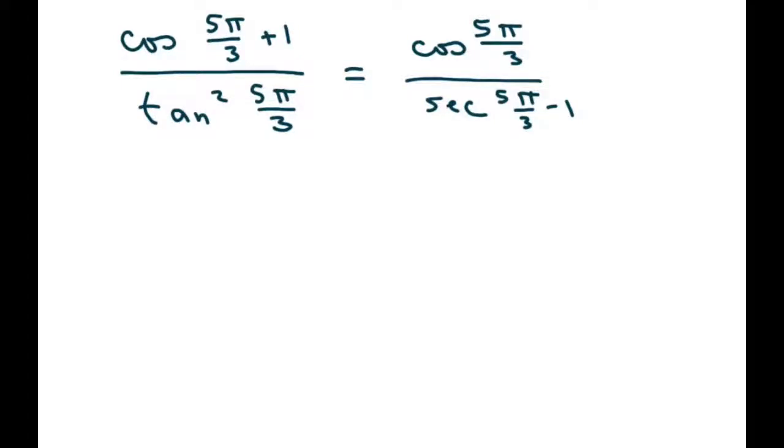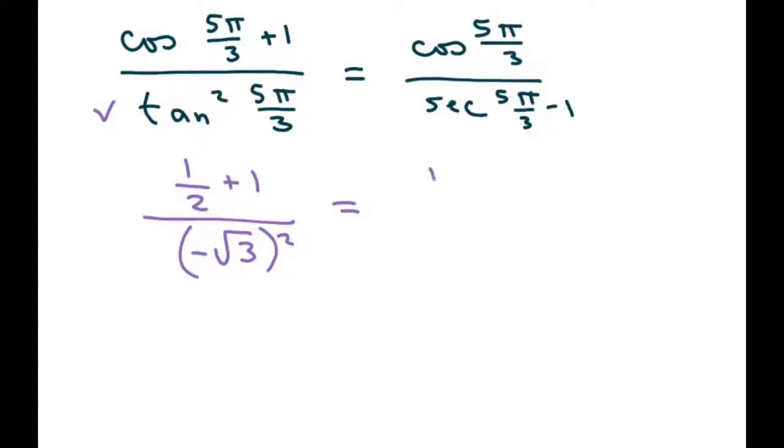This one I'm not sure, so I'm just going to have to fill it in. We have cosine of 5 pi over 3, which is going to be 1/2 plus 1. And then I'm going to take care of this piece. Tan squared of 5 pi over 3 is going to be negative square root of 3. And then they want us to square that. And then we have cosine of 5 pi over 3, which is, again, 1/2. And therefore, secant of 5 pi over 3, which is the reciprocal of cosine, is just going to be 2. Then we have minus 1.